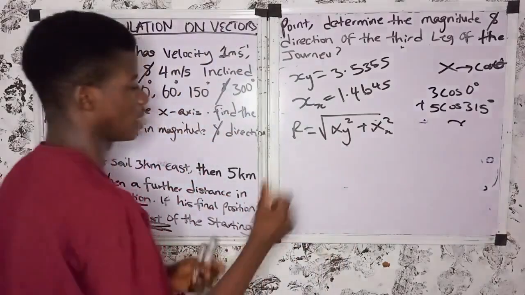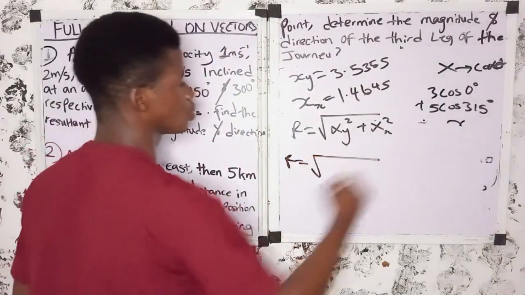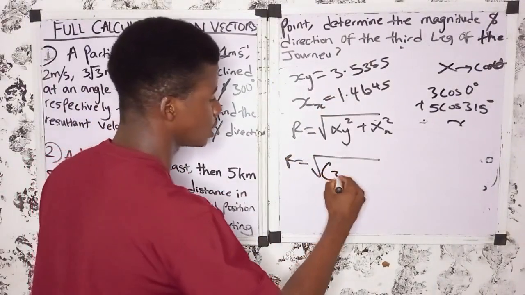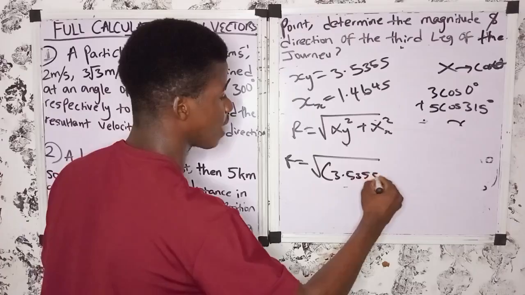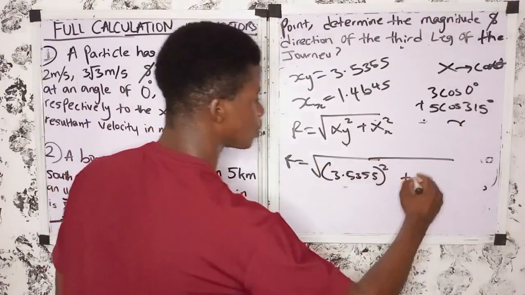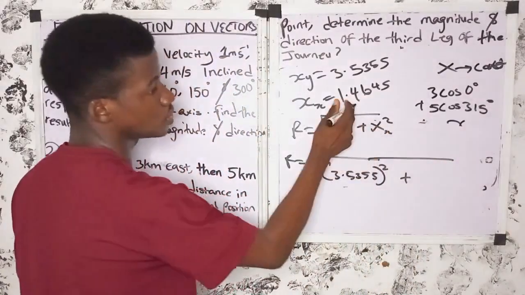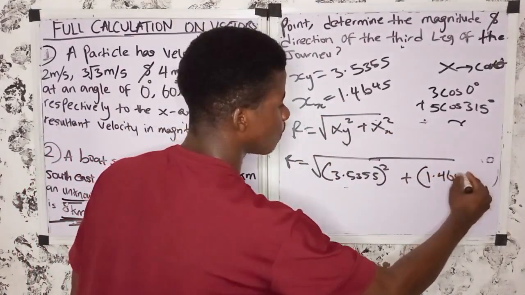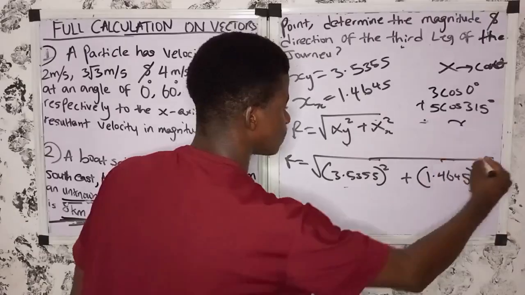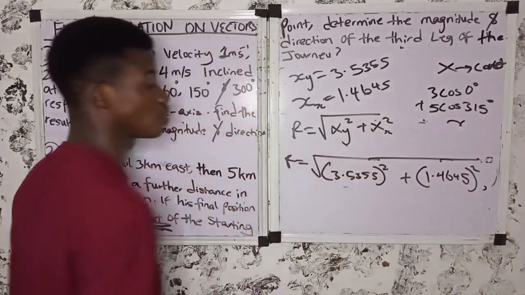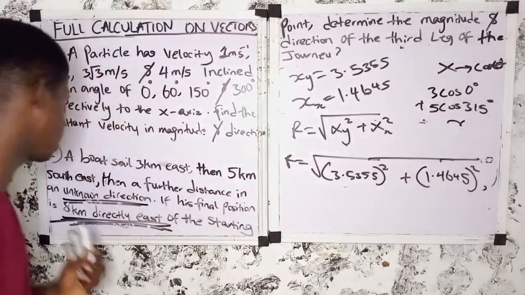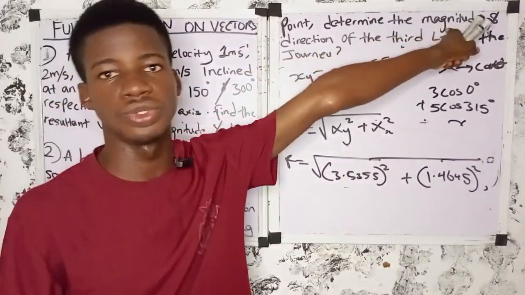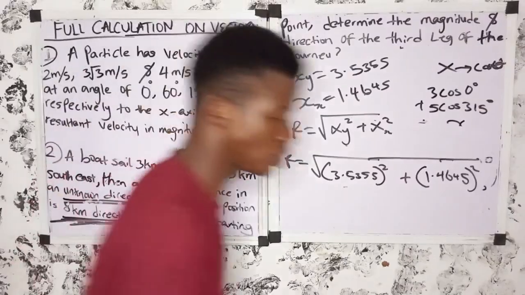Now let's continue. R will be equal to what? Root. Our sy is equal to what? 3.5355 all square. Then plus what? Our xs is 1.4645, so 1.4645 all square. So when we do everything, we take the square root, we get what? We get the magnitude. Okay, so let's do it.